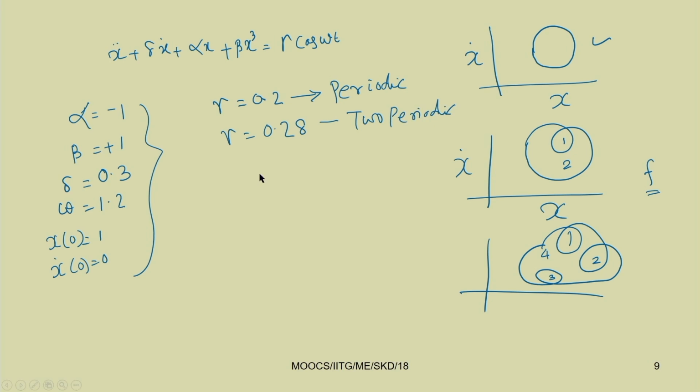Similarly, if you take gamma equal to, for example, 0.29, it is 4 periodic. And if you take a higher value of gamma, for example gamma equal to 0.5, you can verify this thing: the response will be chaotic.